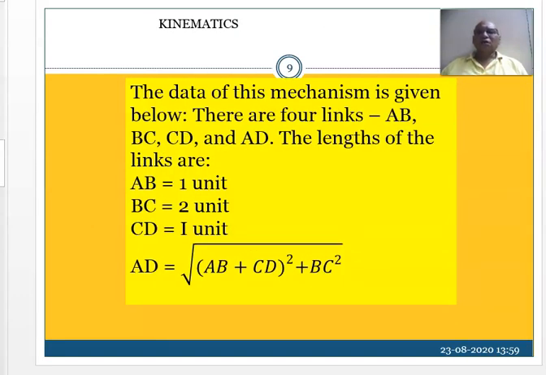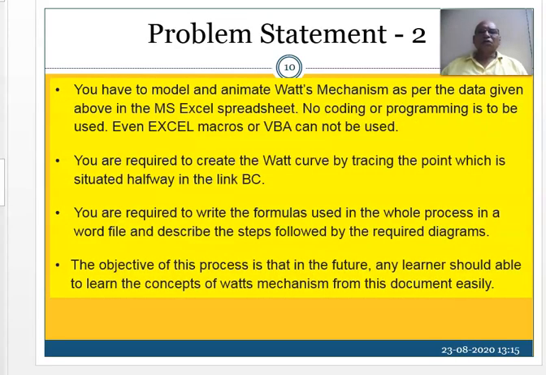Here the data of this mechanism is given below. There are 4 links AB, BC, CD and AD. The lengths of the links are AB is 1 unit, BC is 2 unit, CD is 1 unit and AD is the square root of (AB plus CD) square plus BC square. This was the data given, and you have to model and animate Watt's mechanism as per the data given above in the MS Excel spreadsheet. No coding or programming is to be used. Even Excel macros or VBA cannot be used.